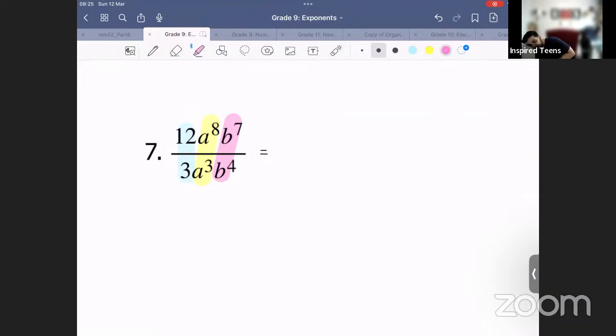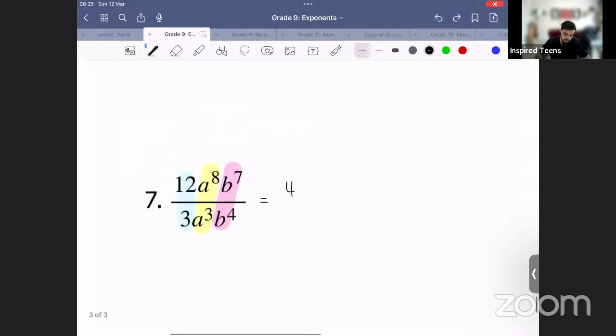Like I said, it's a lot easier than you think, because you can do each one individually. You can divide the numbers, and you can even use your calculator. You should know what 12 divided by 3 is. 12 divided by 3 is 4, as in 4 over 1, so I'll write it on the top. Then I have a to the 8 divided by a to the 3.